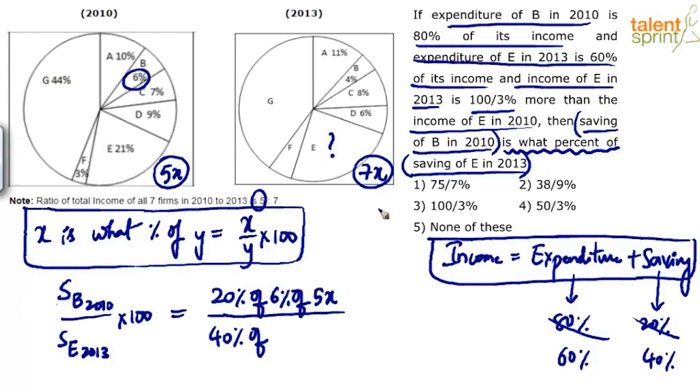You don't have to put pen on paper, but let me just explain that to you. Income of E in 2013 is equal to 100 by 3% more than the income of E in 2010. What is the income of E in 2010, by the way? 21% of 5x.